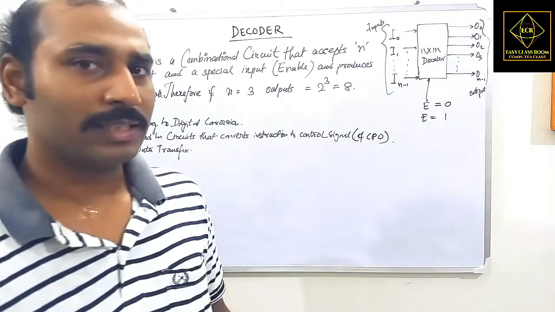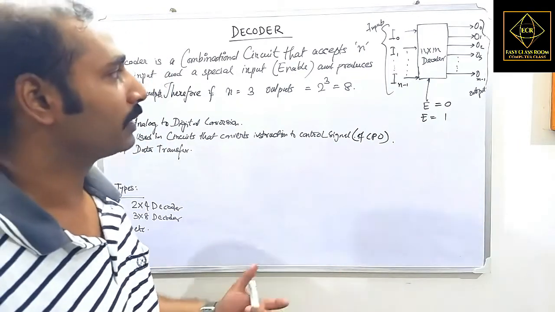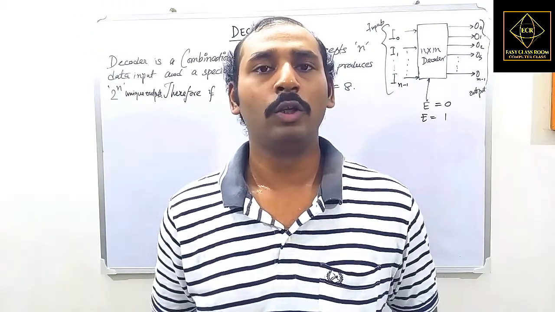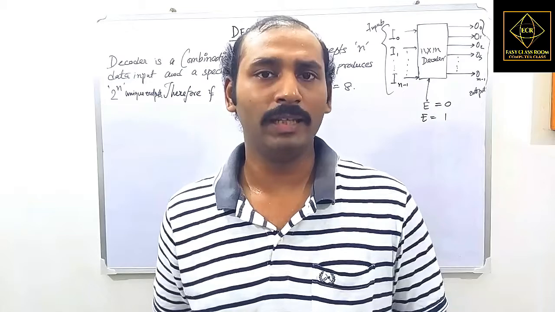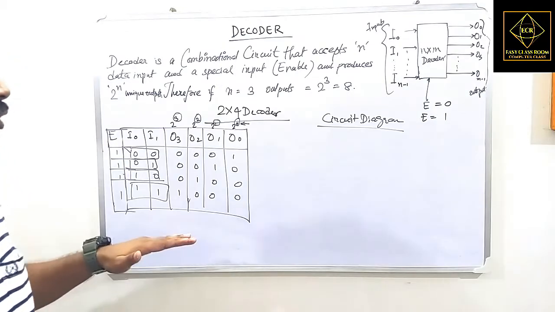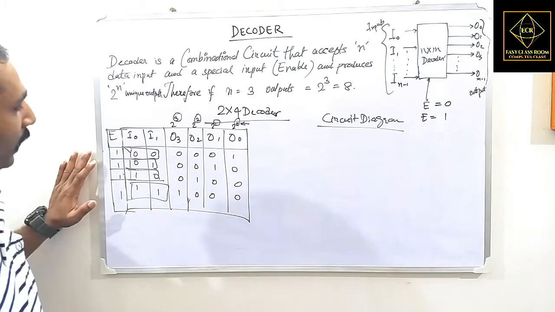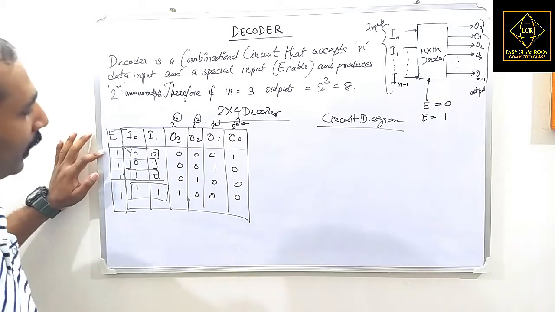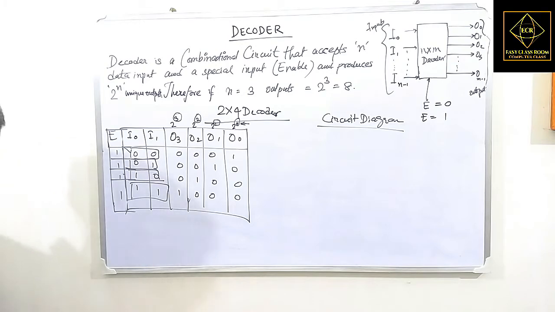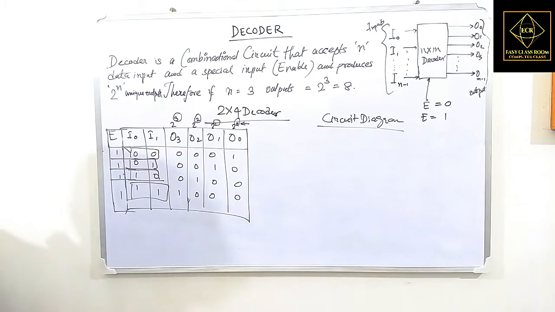So let us consider what we need to understand in order to understand these decoder circuits. Now we will find out the truth table of the 2x4 decoder, and then we will go for 3x8. This is the 2x4 decoder truth table. Here is the enable, which must be high for the circuit to be active. If it is low, it wouldn't be active. That is the purpose of the enable signal.